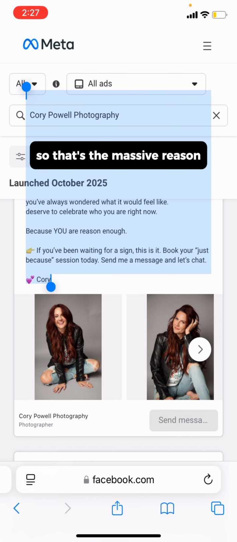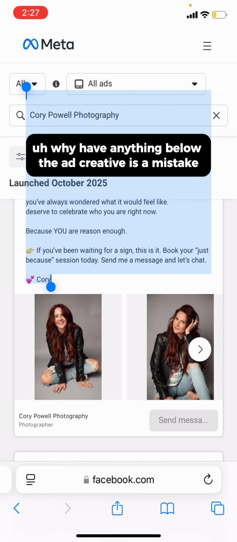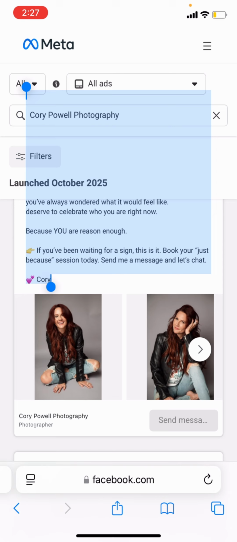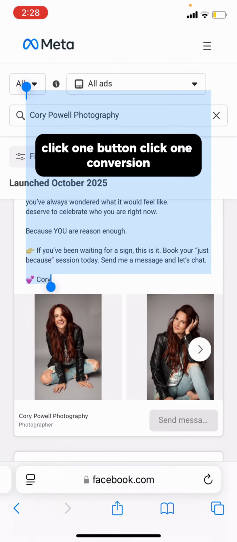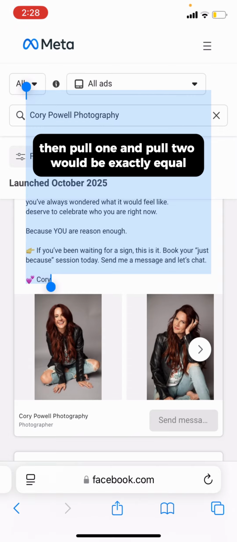So that's the massive reason why having anything below the ad creative is a mistake. Ideally, it would be one link click, one button click, one conversion. Then pool one and pool two would be exactly equal.